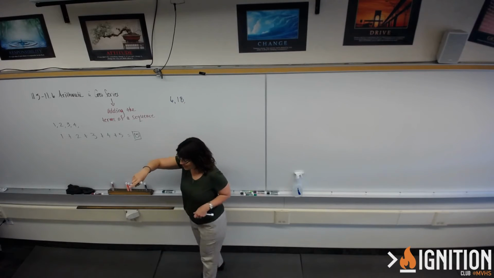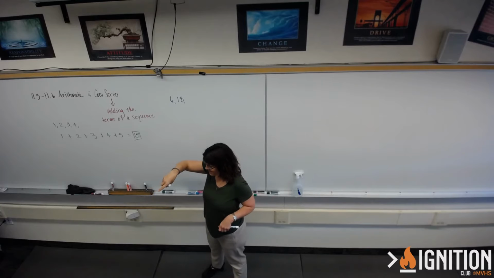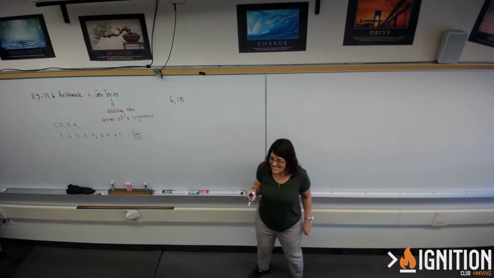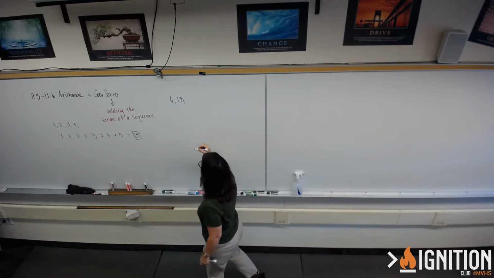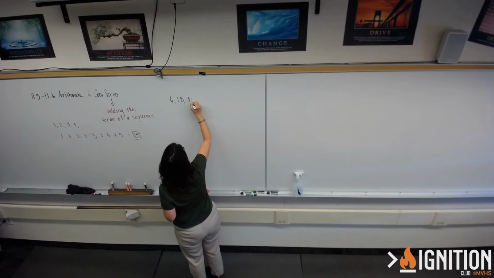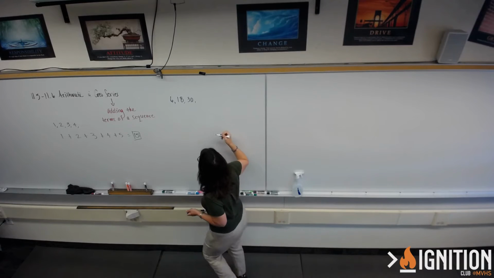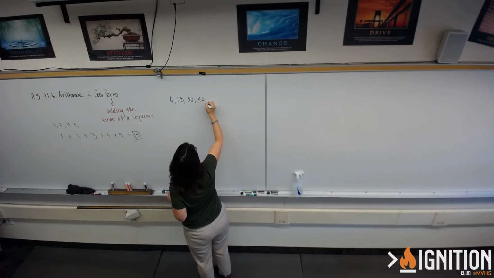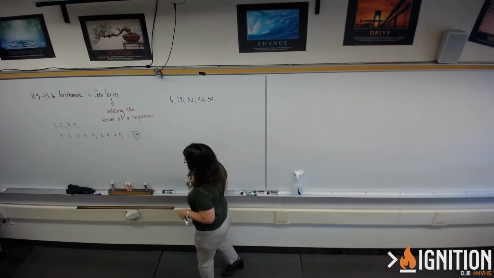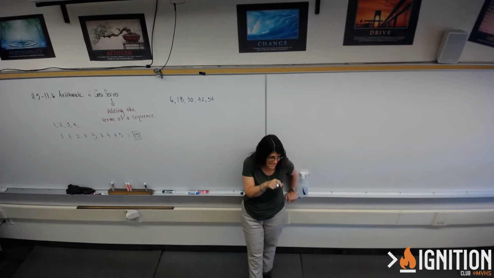Oh, that's geometric. 30. It's good that you look at your notes. What is it, Kevin? If I want it to be arithmetic, the next term needs to be 30, 42, 54. Let's just stop there. That's a sequence. It's a terminating sequence. It's a pattern. It's a list of numbers that follow a pattern.